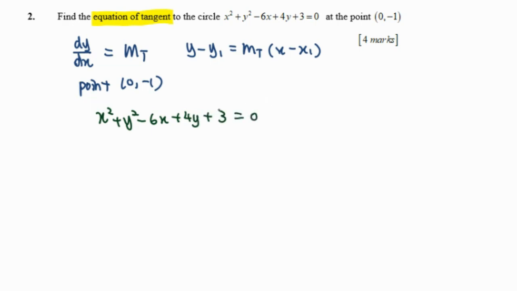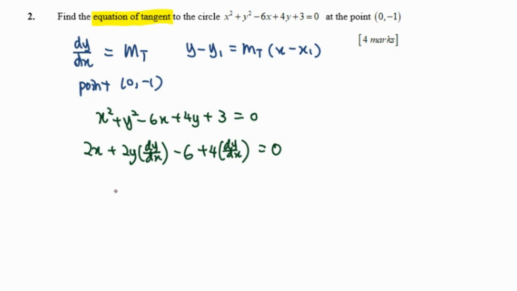we're going to differentiate with respect to x. Differentiate x squared, we'll get 2x. Differentiate y squared, we'll get 2y implicitly times dy/dx. Then differentiate -6x, we'll get -6. And differentiate 4y, we get 4 dy/dx. Lastly, differentiate the constant, we get 0.